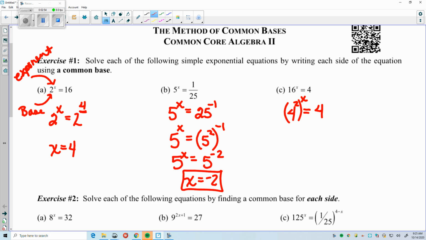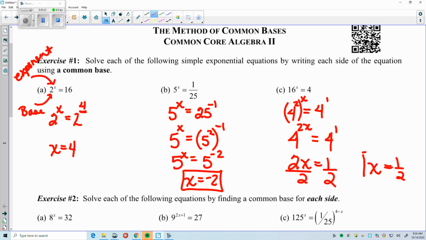So we're going to use that same process. Power to a power, we multiply. So this gets us 4 to the 2x, and over here, don't forget that 4 has an exponent of 1. So that says 4 to the 1st power. So now my bases are equal, and we can set our exponents equal. So I have 2x is equal to 1, and in order to solve for x, divide each side by 2. So I can tell you x is equal to 1/2.